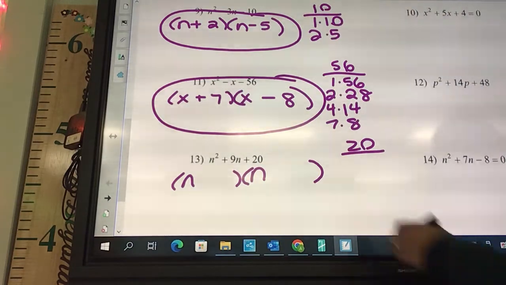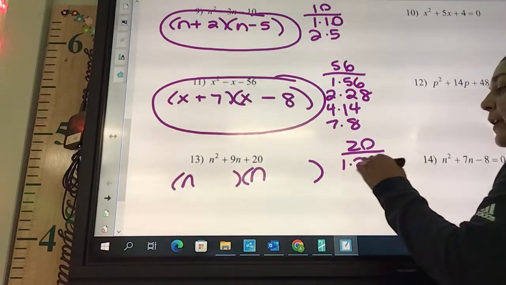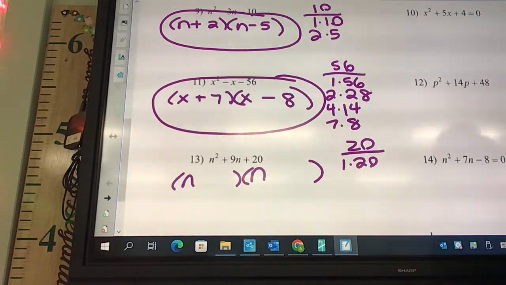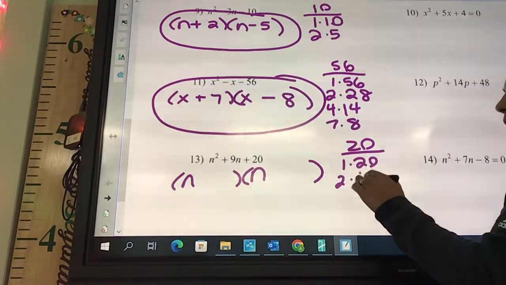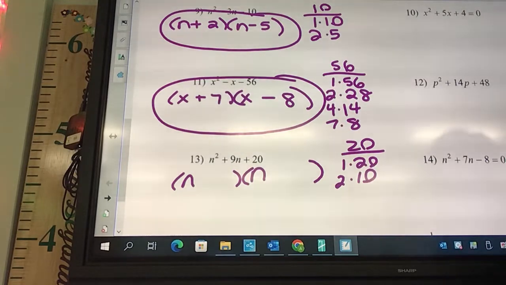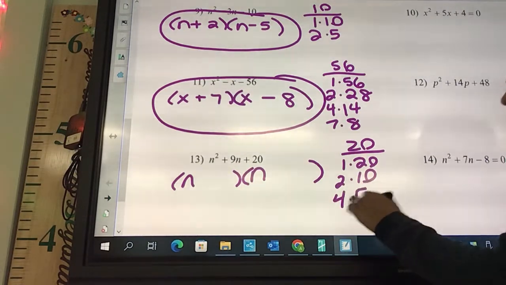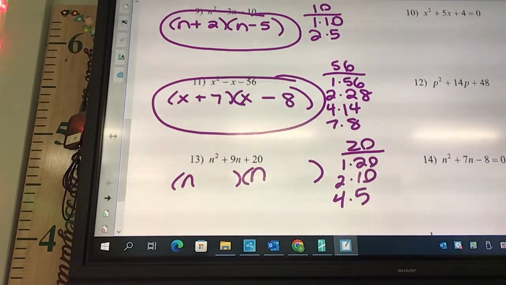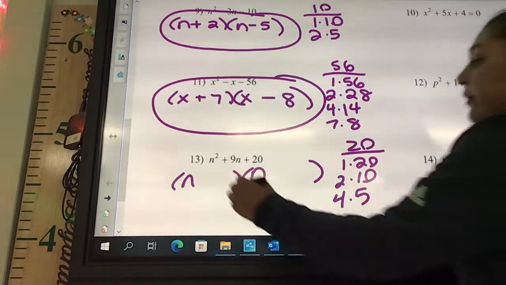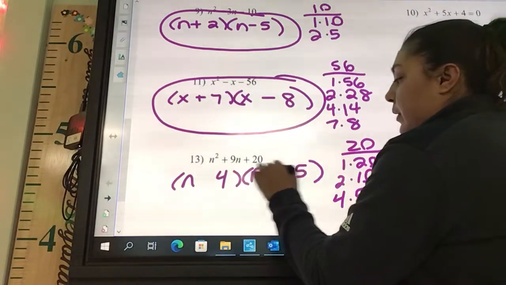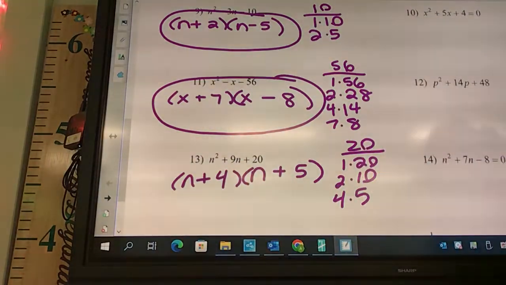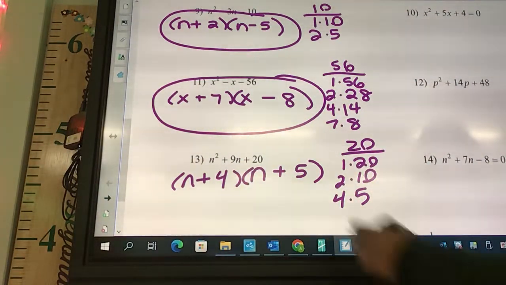Okay, so we got 1 and 20. What else? 2 and 10. 4, 5. Okay, I need a 9. 4, 5. And then, yeah, Gibson, plus, plus. Do we stop or keep going? Stop.